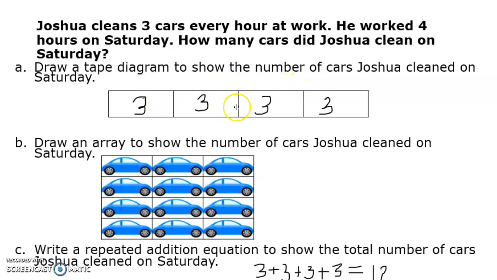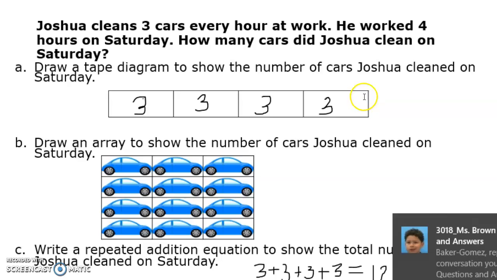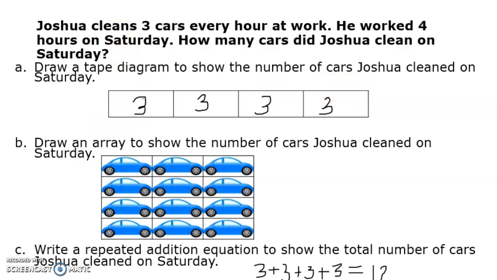Remember, each square in our tape diagram represents the number of hours. In this particular problem, it represents the number of hours he worked. So he worked 4 hours. This first box represents the first hour, the second hour, the third hour, and the fourth hour. In every hour he cleaned how many cars? He cleaned 3 cars, and this is why we have 3 in each box. So this is your tape diagram representation.